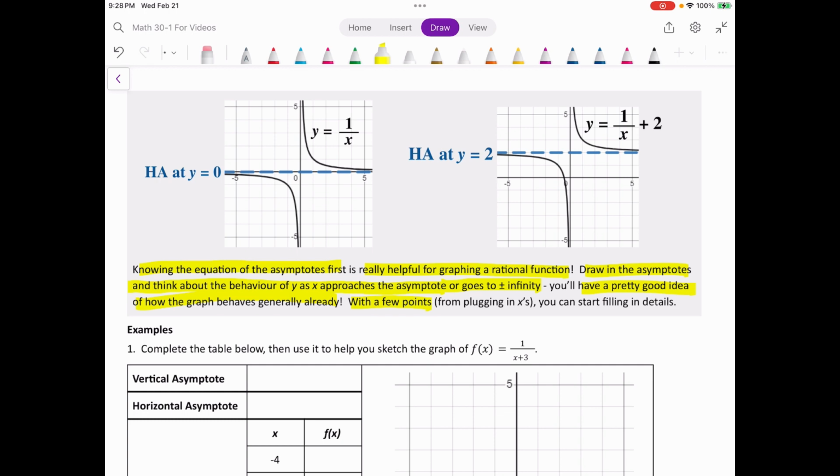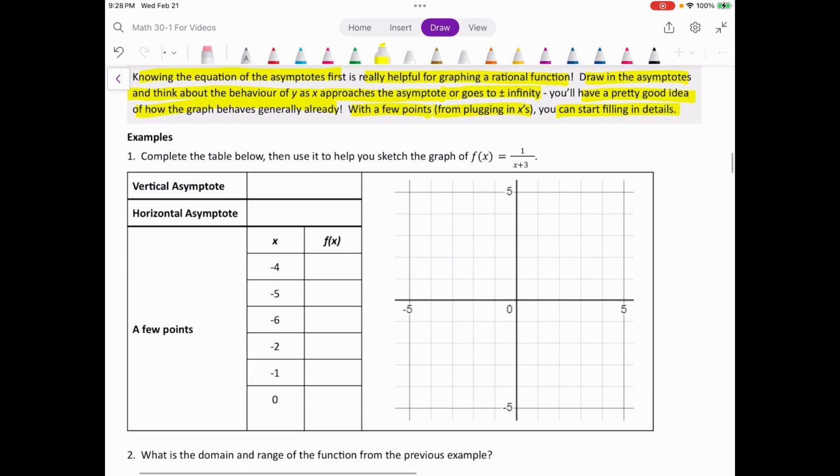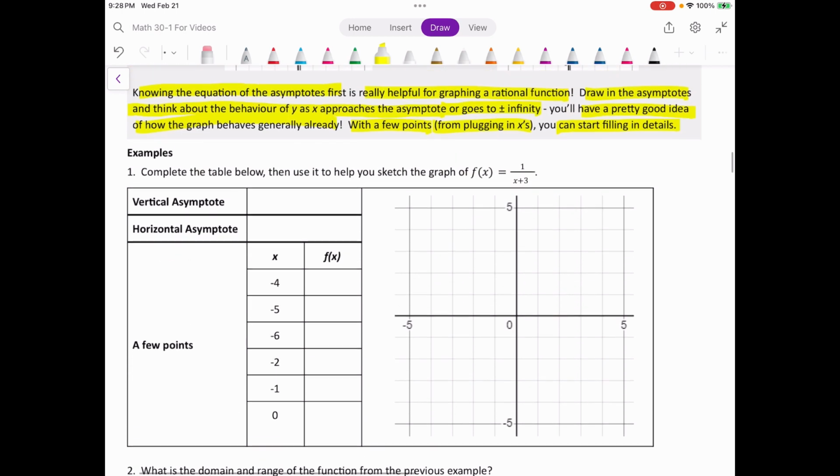So with a few points, plug in those x's. You can get those points by plugging in x's, I should say, right? To figure out what y would be. You can then start filling in the details pretty well. So let's try this out. Let's try sketching the graph of f of x equals 1 over x plus 3.